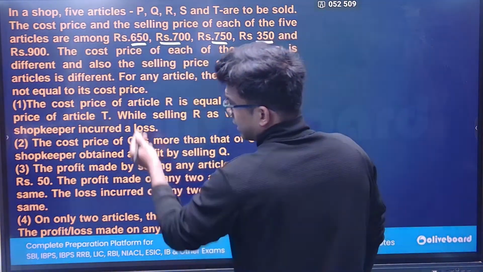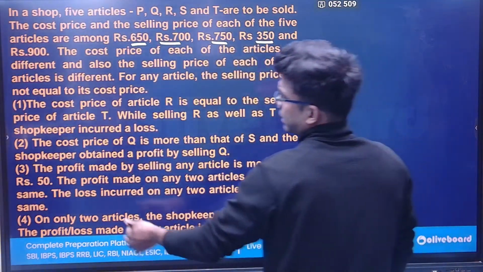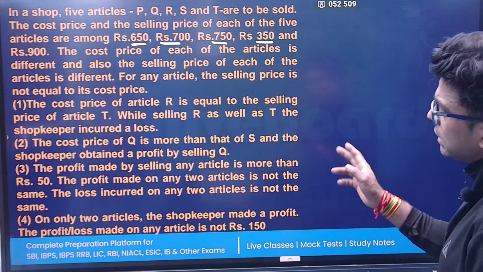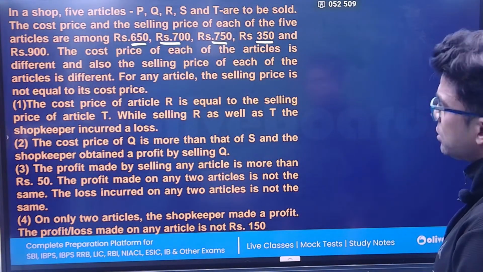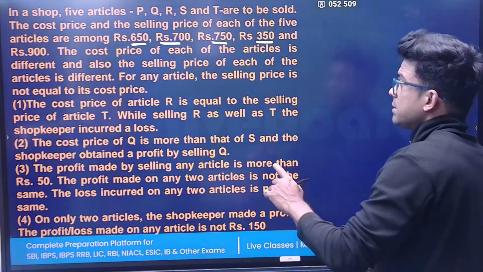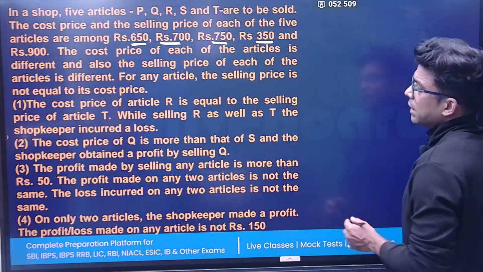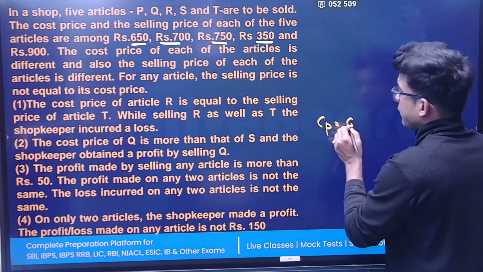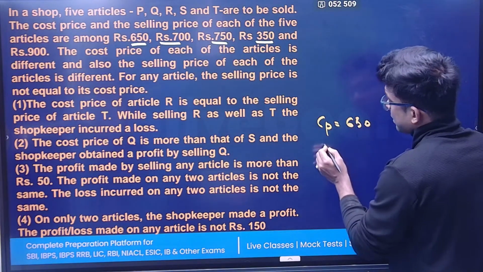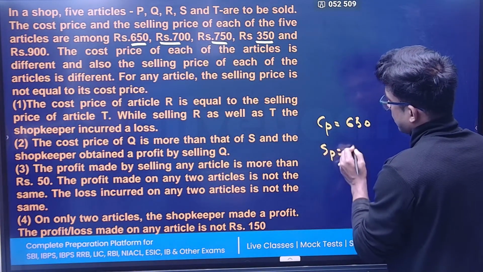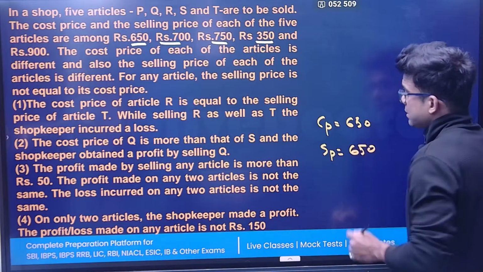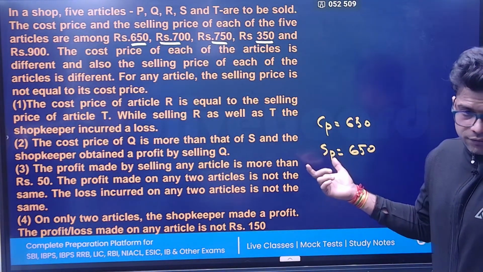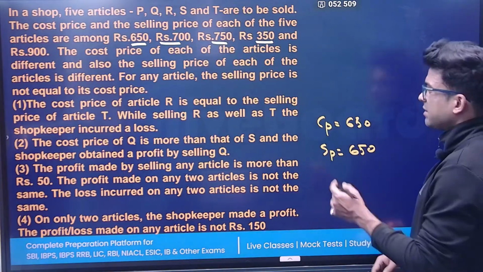And now they are giving us 4 points, 1, 2, 3 and 4. The cost price of each article is different and also the selling price of each article is different. The very important point is that if I assume my cost price is 650, then my selling price cannot be 650, correct? I hope this makes sense. Clear? So this is the condition basically.